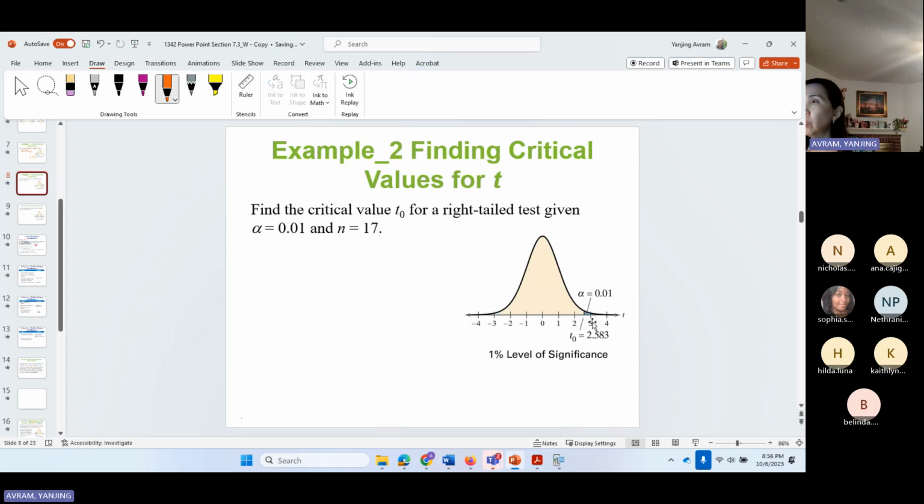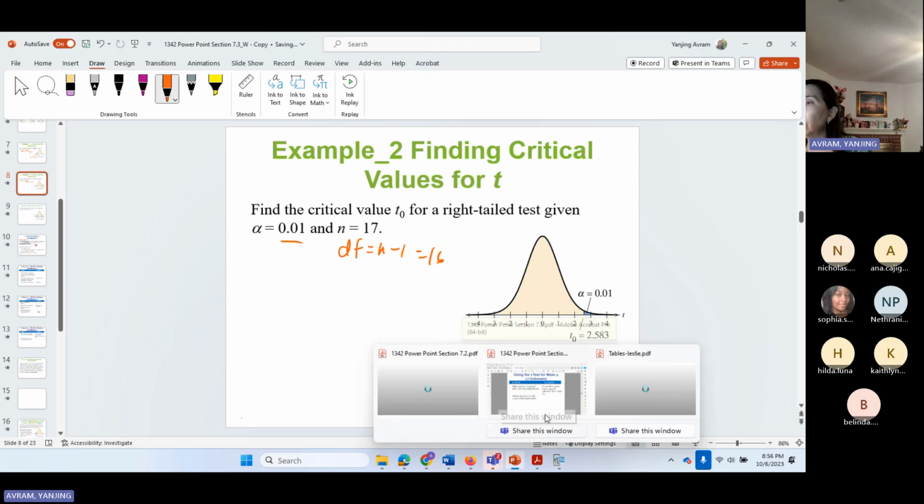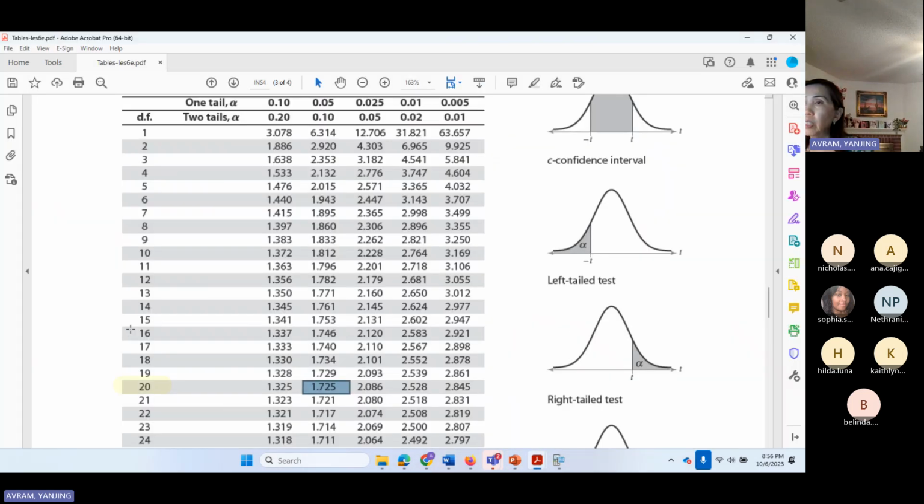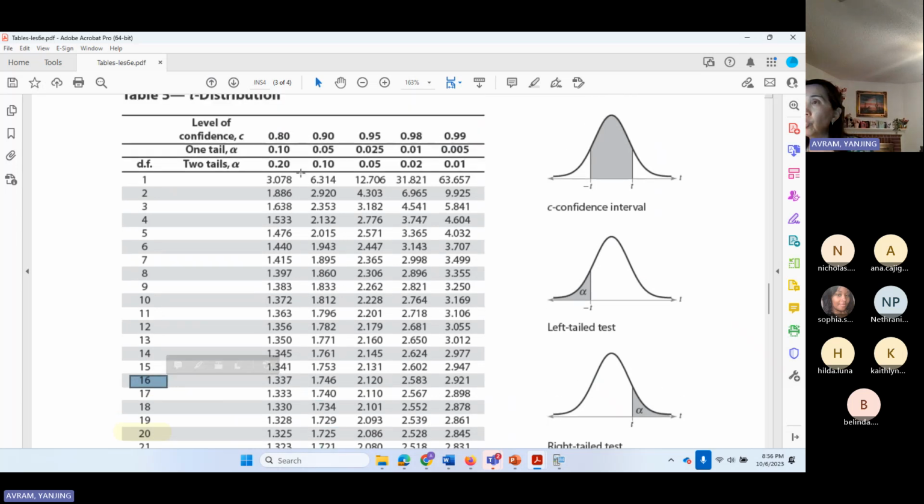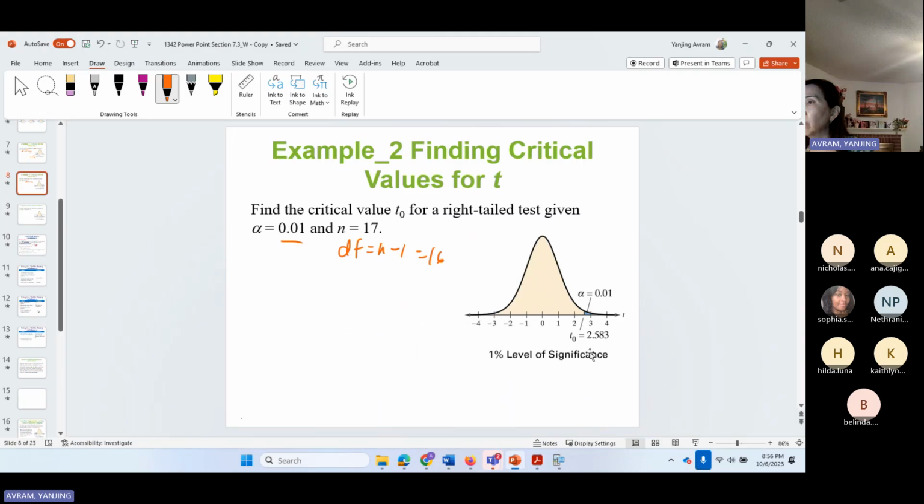All right, this one is a right tail test. So with a right tail test, t will be the positive one. So n is 17, alpha is 0.01, right? So you look at your df, which is n minus 1, so that's 16. So you're going to look at df 16, and then alpha is 0.01. So 0.01 is right here, one tail, right? And then 16 is right here, 2.583. Okay, 2.583. And this one is positive because it's a right tail test.